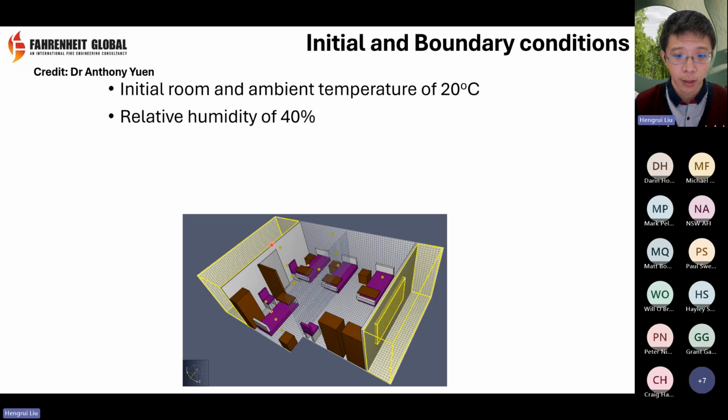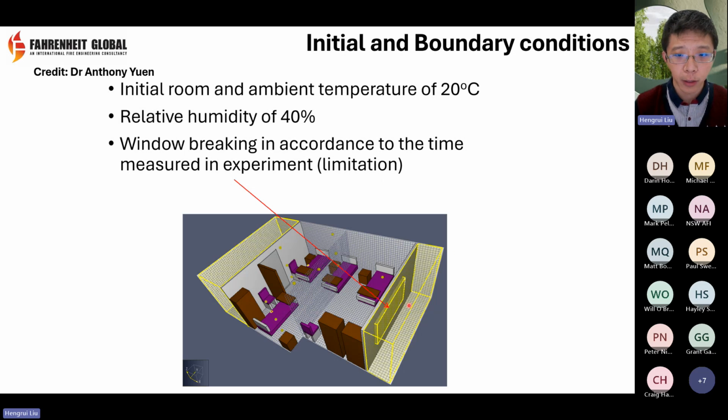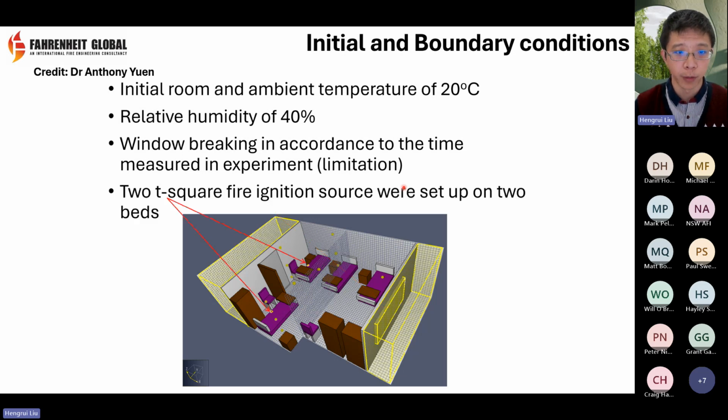That's our mesh setup. We have a window here, which will play an important role later on. We have our thermocouple trees. The window, we find, breaks in accordance with the time measured in the experiment. And this one is actually the critical factor that caused this fire breakover.